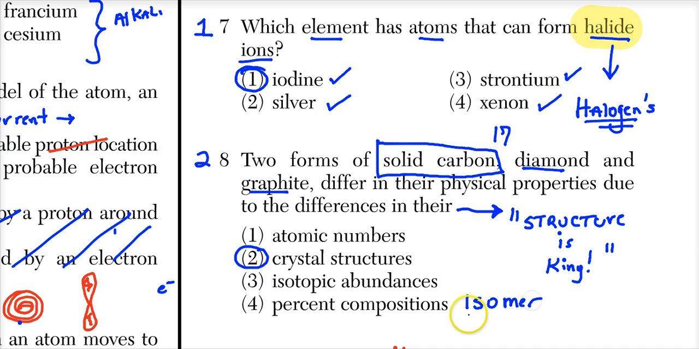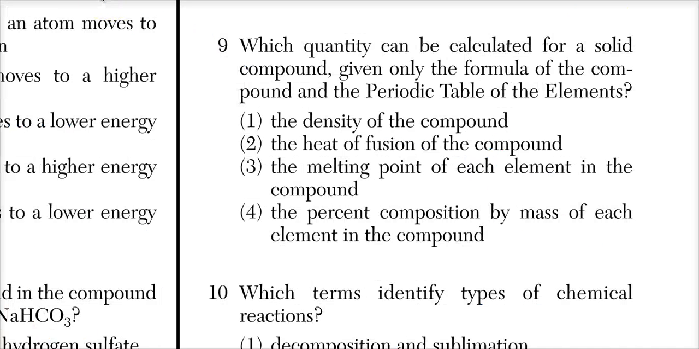Now, isotope means same element. Isomer means the same chemical formula but different structure. So if we're made of the same things, as isomers are in chemical formulas, you have to have a different structure. That's a big key, and hopefully you understand that that does come up plenty. All right. Number 9.